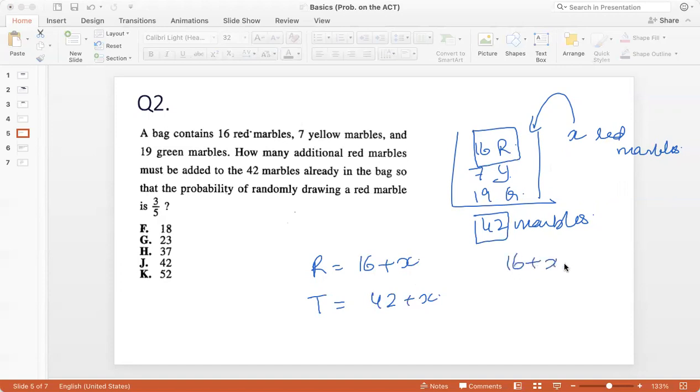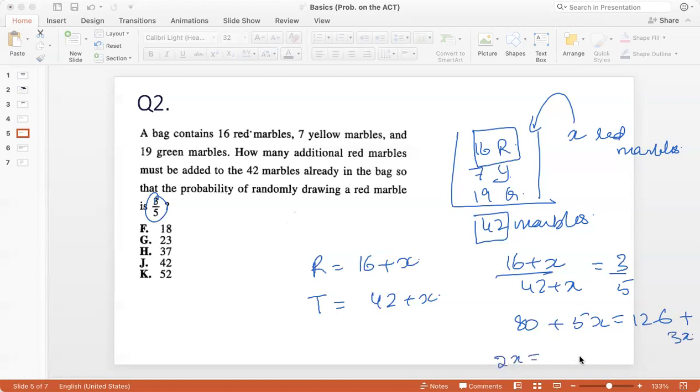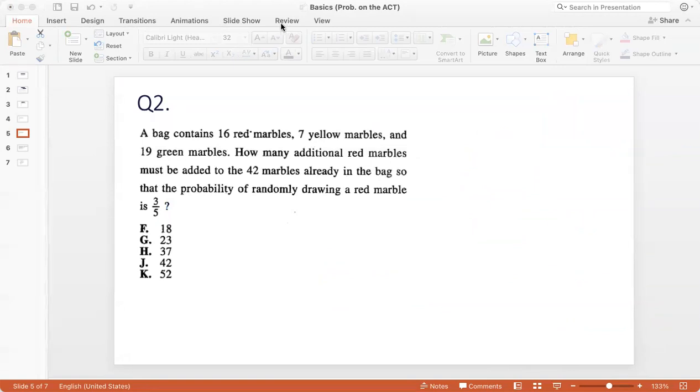So 16 plus X divided by 42 plus X, this should be 3/5. So 80 plus 5X is 126 plus 3X. So 2X is 46, so X is 23. So you need to add 23 marbles to the red bag to get this desired probability. Okay.